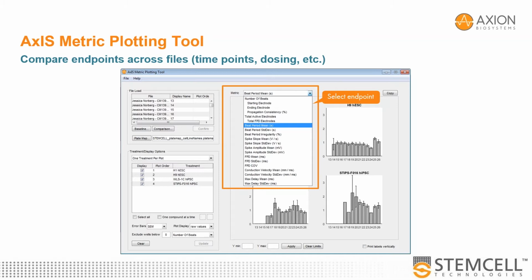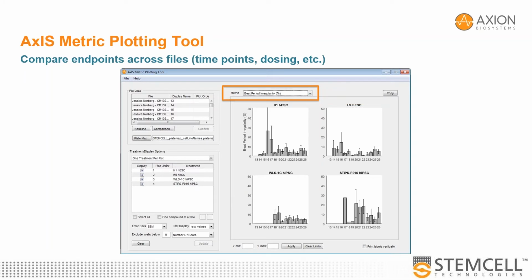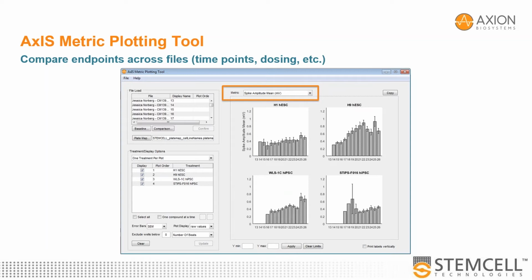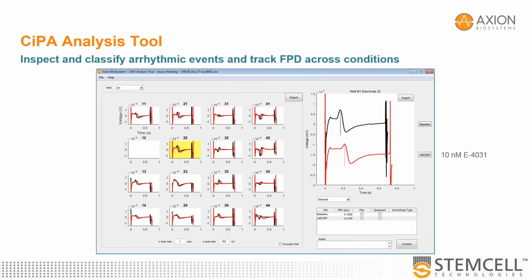For example, here we're looking at how the beat period developed or changed over time for these 4 different cell lines. We can easily look at other endpoints also, such as beat period irregularity, field potential duration, and spike amplitude, for example. You can export the figure for publication or the source data for further analysis, such as testing for statistical significance.